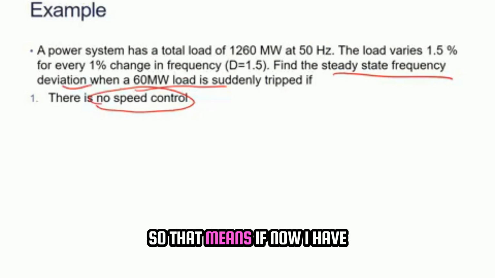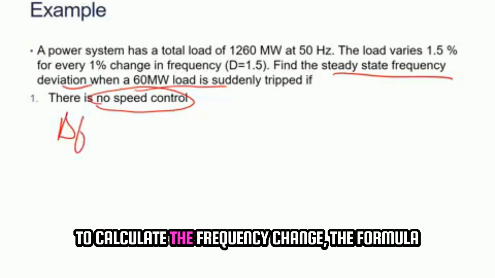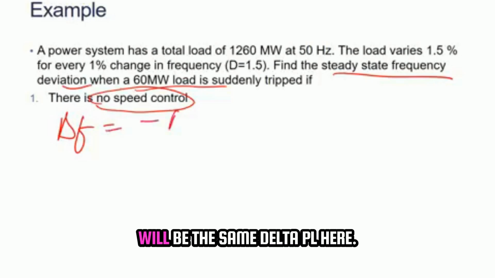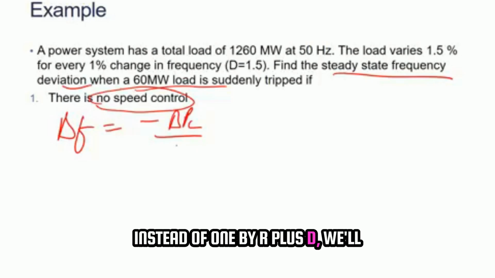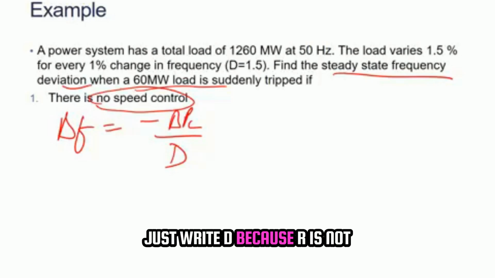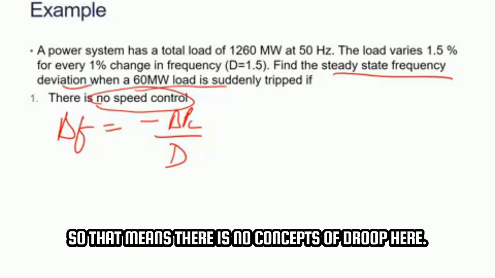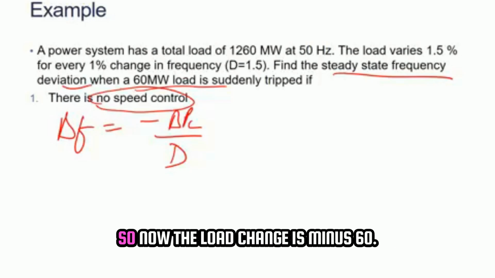So that means if now I have to calculate the frequency change, the formula will be the same, delta PL. Here instead of 1 by R plus D, we'll just write D because R is not there. There is no speed control, so there is no concept of droop here. Now the load change is minus 60.